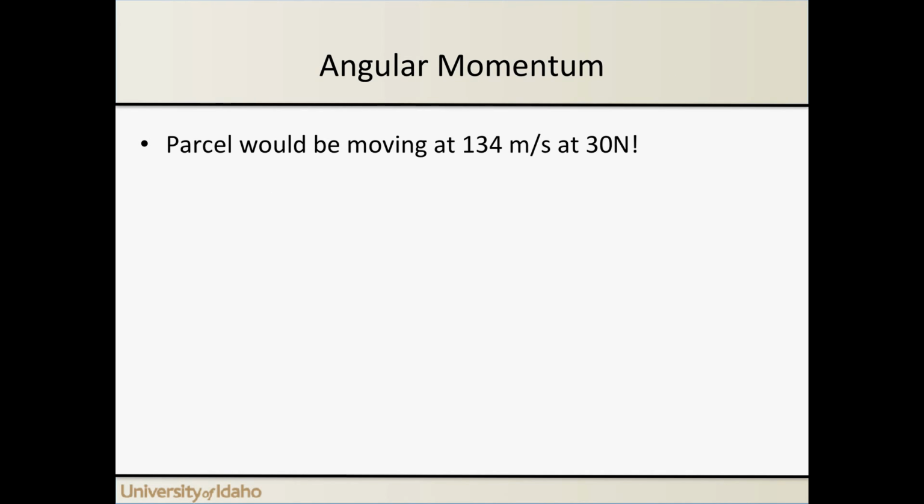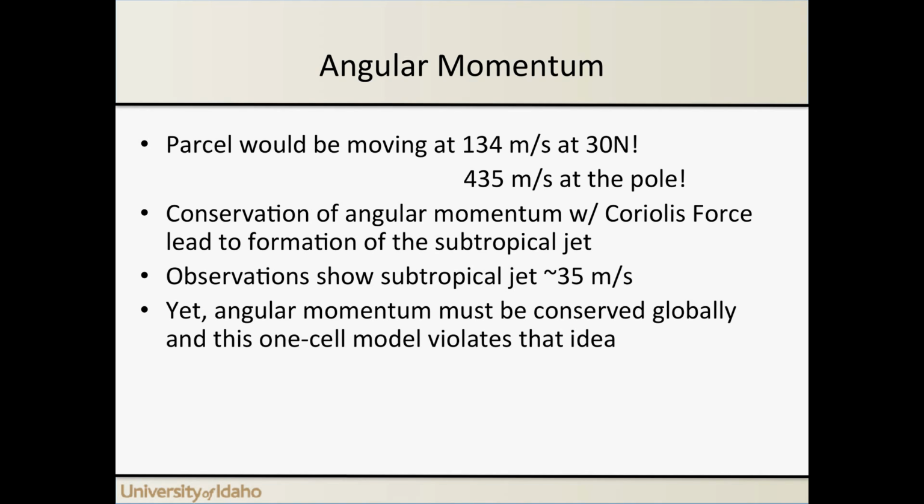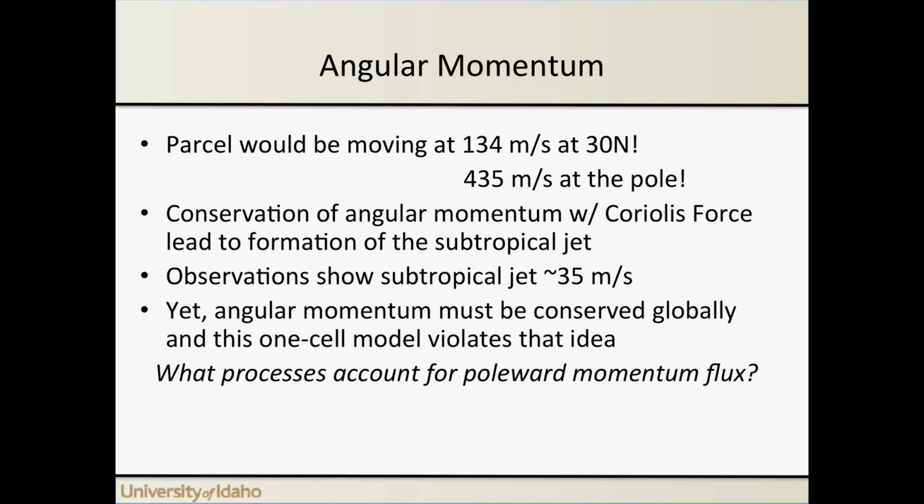Okay, and the parcel, which is initially moving at a relative velocity of 0 meters per second, by the time it gets to 30 degrees north latitude, is going to be moving at 134 meters per second, and 435 at the pole. And that's a problem because observations show us that the subtropical jet, so the observed wind speeds, at least in an average sense, are only around 35 meters per second. So there is a question in terms of where all this momentum went. We're violating some laws of physics here, and therefore this model is going to have to be tossed out. We're going to have to find another way to explain what is going on.